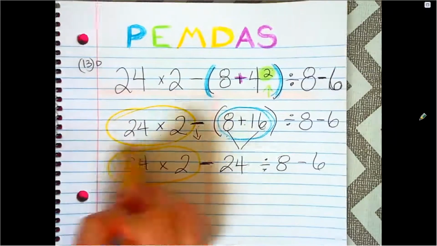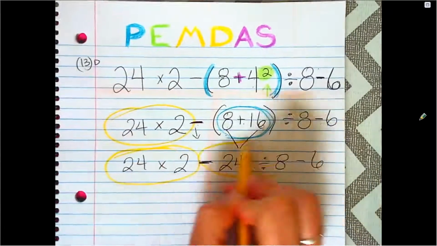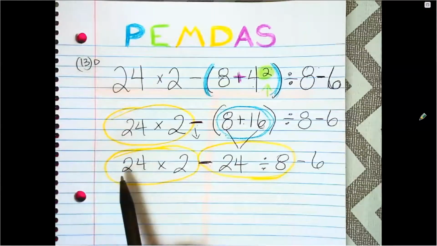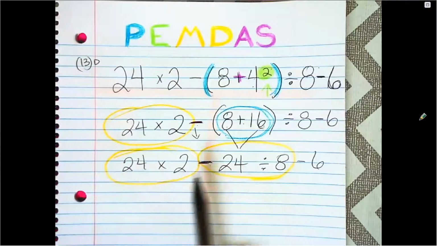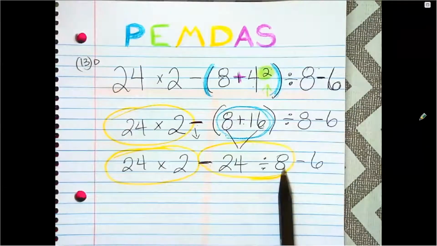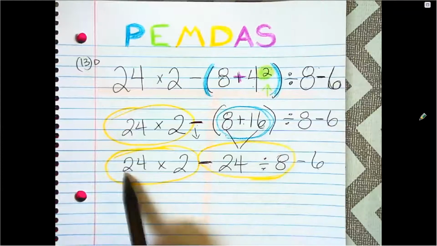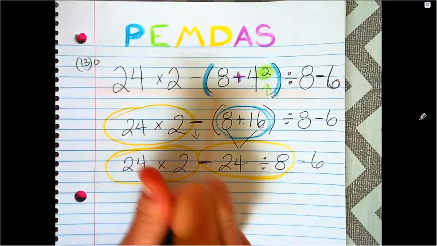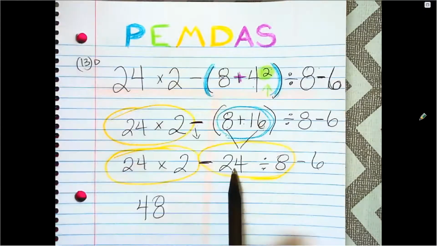So I've got a multiplication problem here. I've got a division problem here. So I'm going to read this carefully. It's 24 times 2 and negative 24 divided by 8. That's how I'm reading that. So 24 times 2 is still 48. Negative 24 divided by 8.